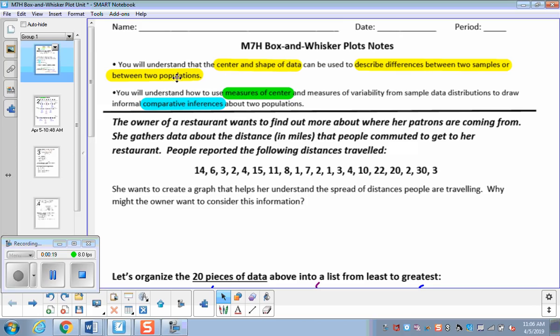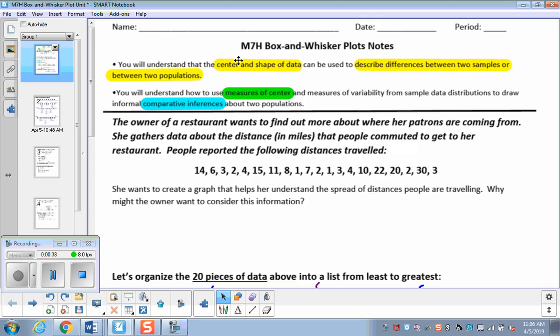First, up here in yellow, you're going to understand the center and shape of our data can be used to describe differences between 2 samples or population sets. So basically, we're going to be making box and whisker plots and seeing the size of the box and whisker plot and drawing comparisons when we're comparing different data sets.